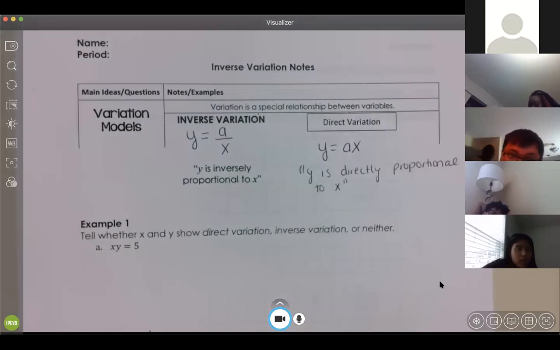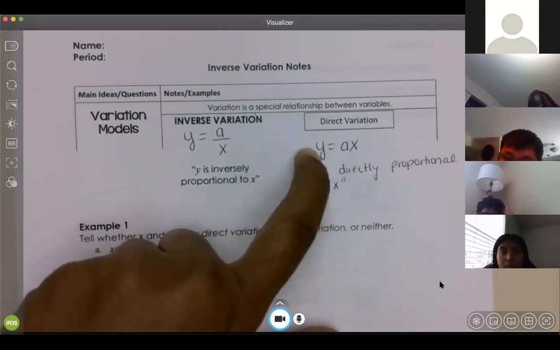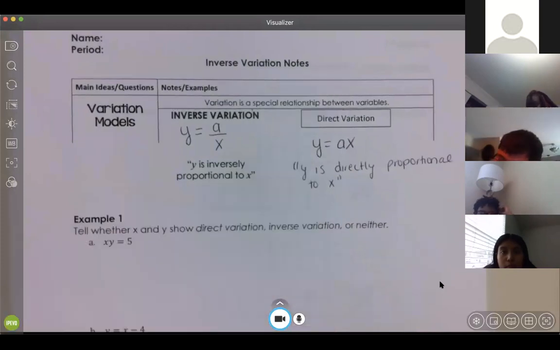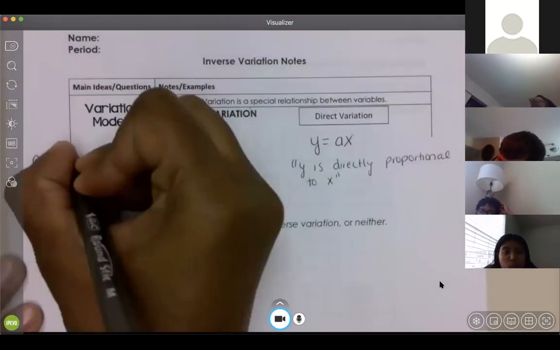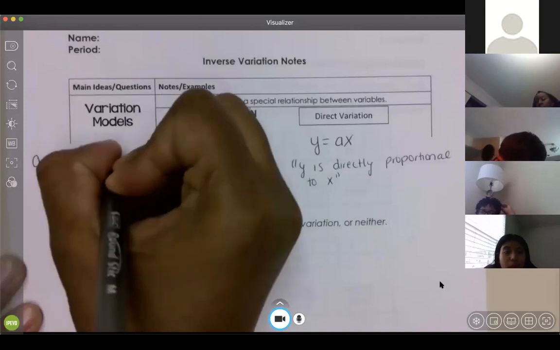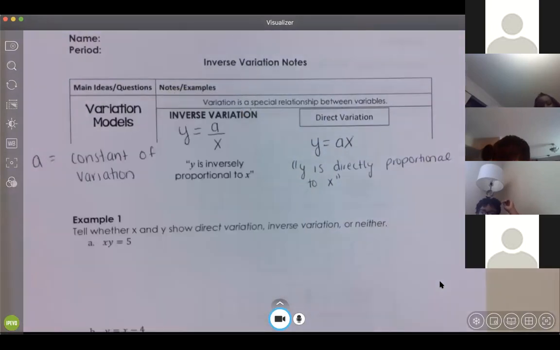These are just specific relationships between variables. Basically this is saying that if x goes up, y goes up. If x becomes bigger, y becomes bigger. If x becomes smaller, y becomes smaller. They're going in the same direction, whereas inverse is going in opposite directions. And a, we refer to as our constant of variation. Constant means just a number, so a has to be a number, and it's called your constant of variation.